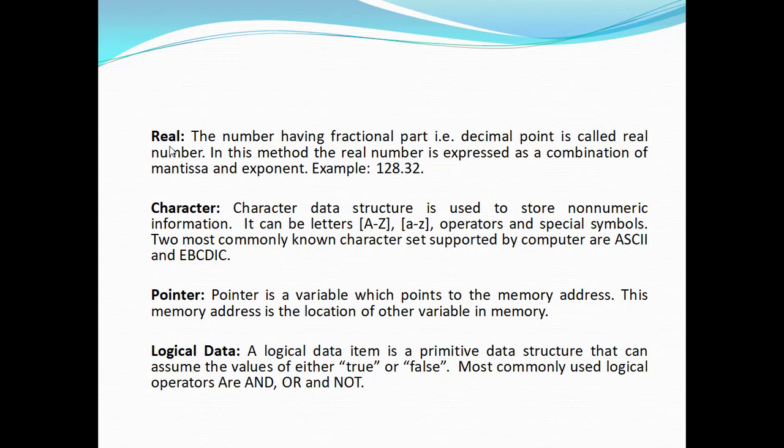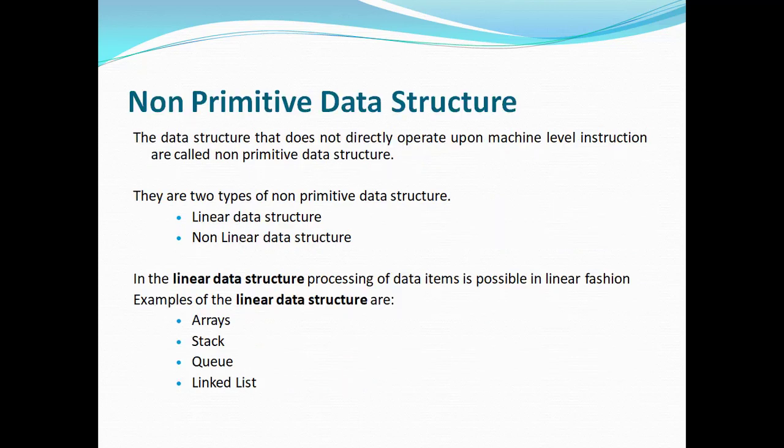Then the pointer type. Pointer is used to point to the address of a value stored anywhere in the computer memory. For example, if you have a variable a, its address will be represented by &a. So, if we have a pointer p to point to the address of the variable a, we can write p = &a. That means the variable p stores the address of the variable a. And the last one, that is the logical data or boolean. This is used to represent a logical value, either true or false.